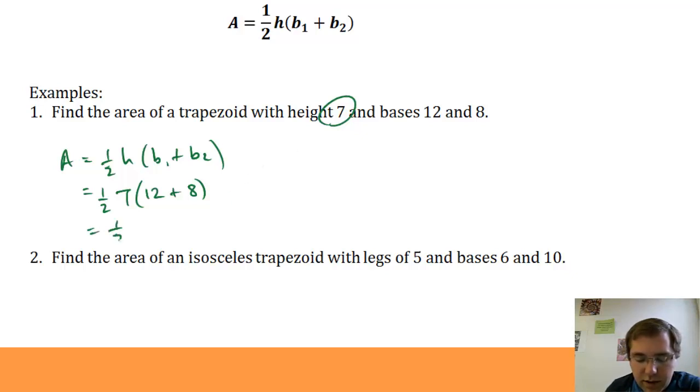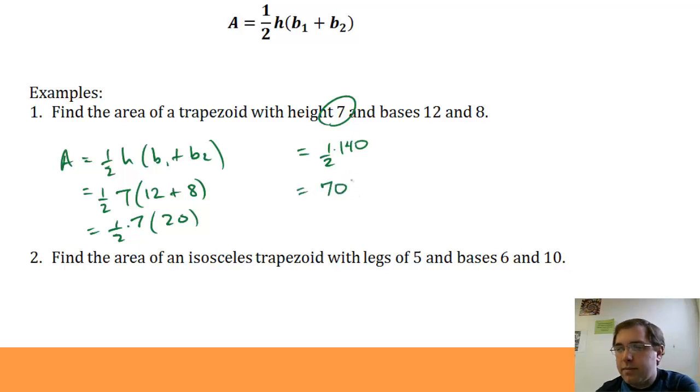Which means I'll have 1/2 of 7 times, what's 12 plus 8? That's 20. So that means I'll have 1/2 of 140. Half of 140 is 70. And that'll be the area of that trapezoid, just by applying the formula.